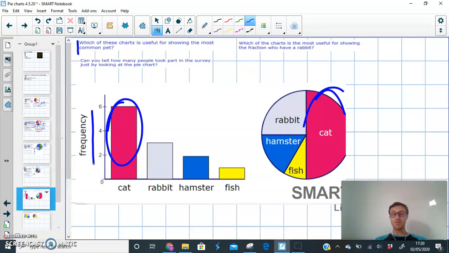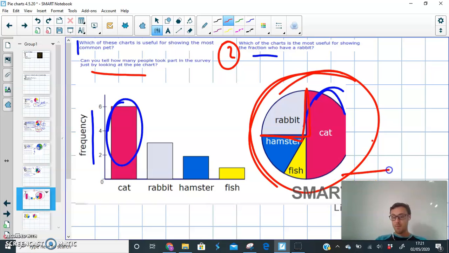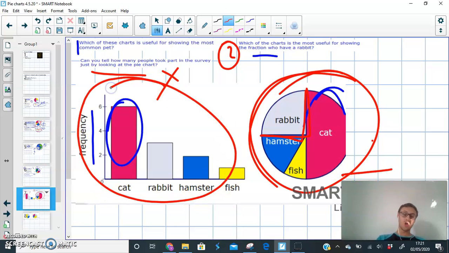Which of these charts is most useful for showing the fraction who have a rabbit? Well, obviously, the fraction, so question 2 would be the pie chart, wouldn't it? Because it's clear that a quarter of those you asked have a rabbit. And then can you tell how many people took part in the survey just by looking at the pie chart? Well, here there is no number of people that took part, so no, you can't. Whereas on the bar chart, you would be able to tell how many people took part because it's clearly 6 there, 3 there, etc.